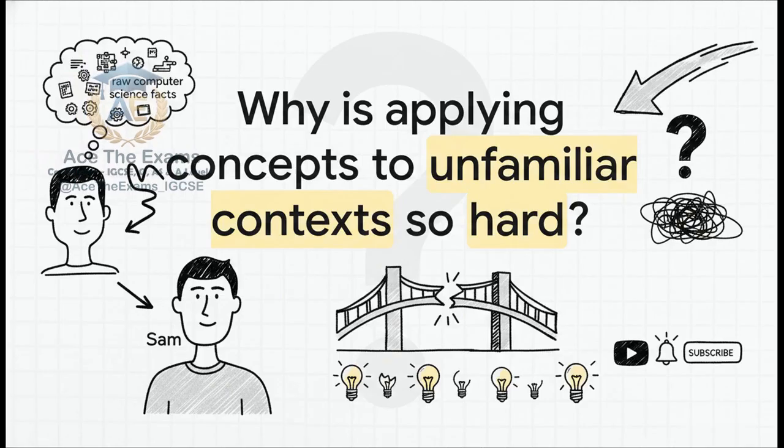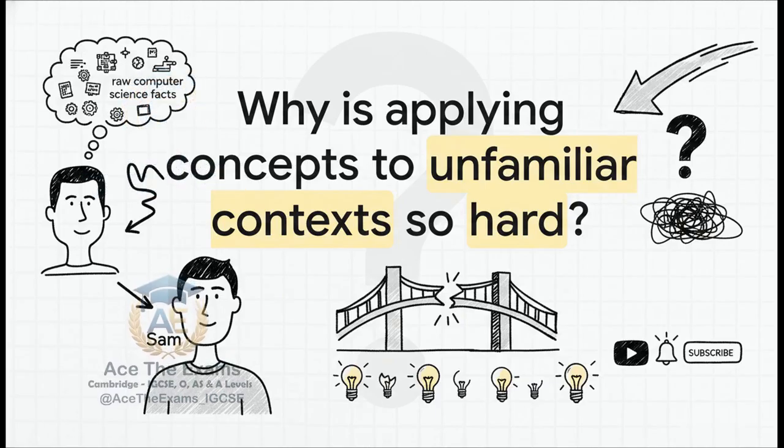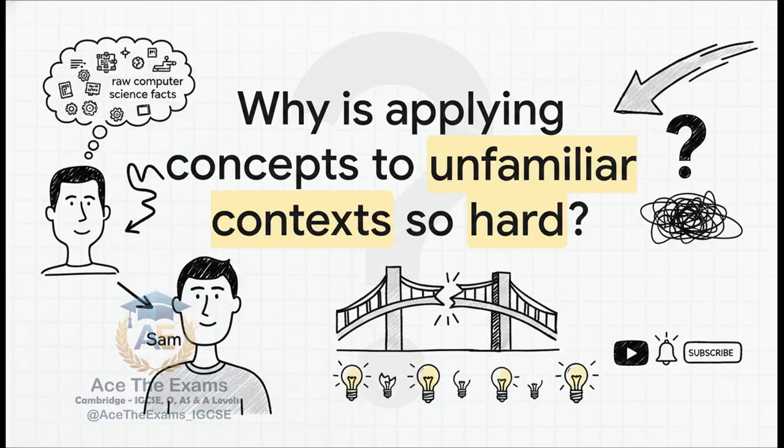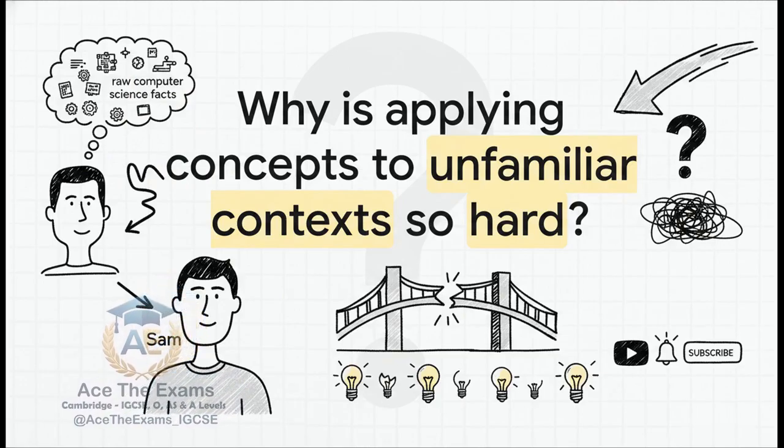They can recite the textbook definition of a record, they know how to declare one in pseudocode, but when the exam asks them to design a system for a theme park ticketing database, they completely freeze. There is absolutely no analytical depth. They don't link their memorized facts to the specific scenario provided. And then we have our second student. Let's call them Sam. Sam rushes.